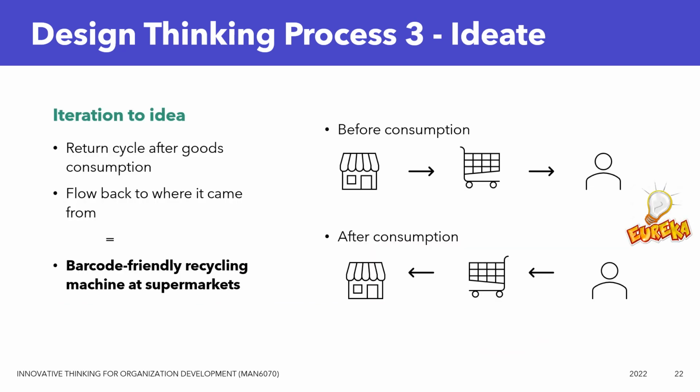Going back to improve on my sample idea of color-coded products, I had my eureka moment while shopping at the supermarket. I observed the flow of goods when checking out at the cashier and scanning barcodes on my purchases. They were all unconsumed products. In a logical manner, if we were to return the product after consumption, the supermarket itself would be the last known contact point, with information on all products that flowed through them by scanning barcodes. This is where I came to a final iteration of my sample idea, a barcode-friendly recycling machine at supermarkets.